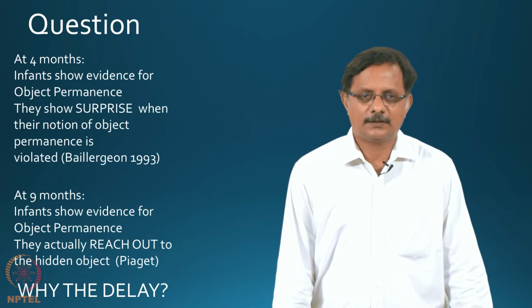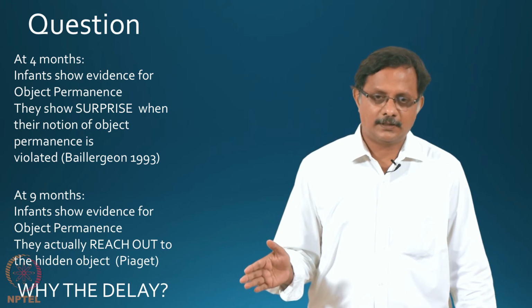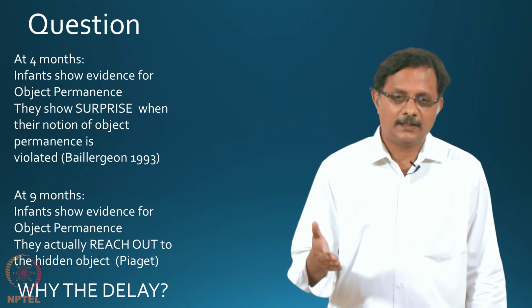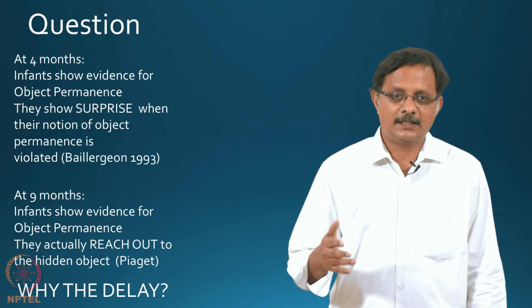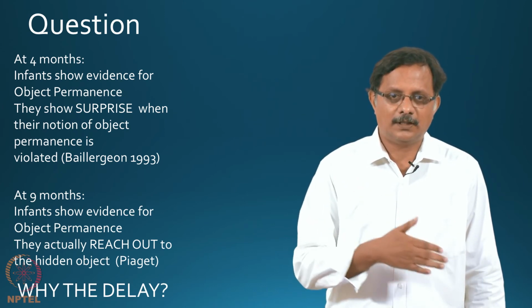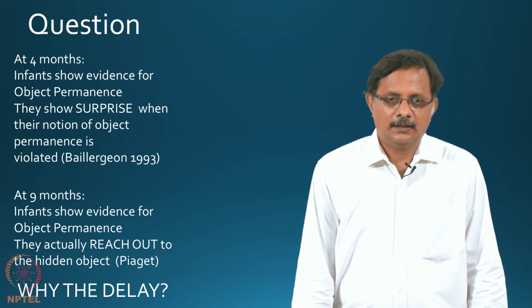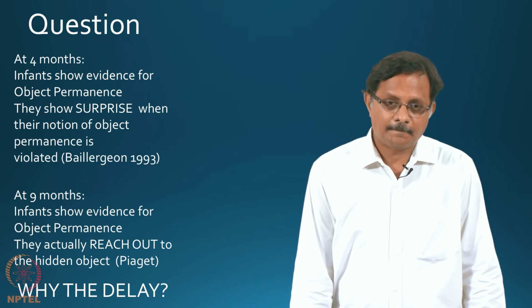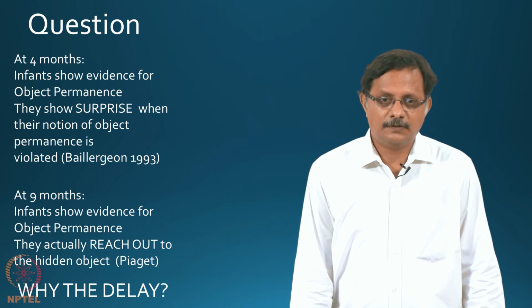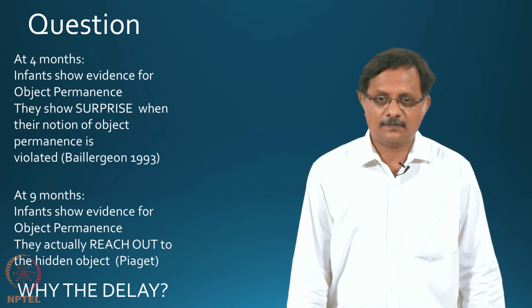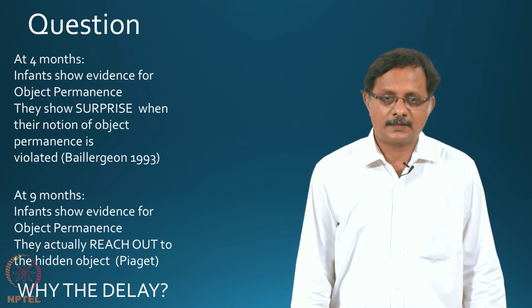So, the question now is, we have seen that there are two kinds of object permanence, or the children or infants show their knowledge of object permanence in two ways. One is simply by surprise, and the second is by actually reaching out, which is what Piaget has found, and the first kind, which is by surprise, which is what Baillargeon has found. Now, at 4 months, infants show surprise when their notion of object permanence is violated, whereas at 9 months infants actually reach out to the hidden object, and that is the kind of object permanence that Piaget has discovered.